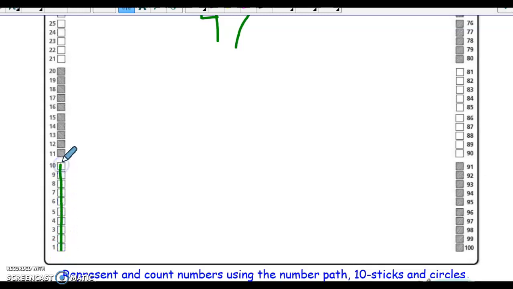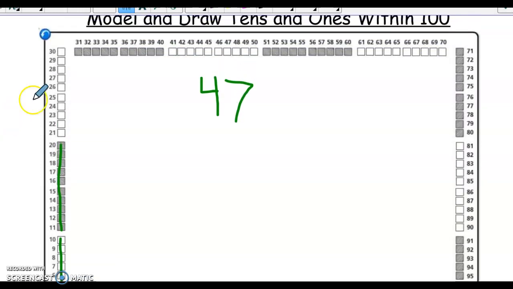10, 20, 30, 40, now we have to slow down, 41, 42, 43, 44, 45, 46, 47. Okay, there we go. We can see that there are how many 10s? Yep, 4 10s. And how many 1s? 7 1s. Okay, let's draw this with 10 sticks and circles.